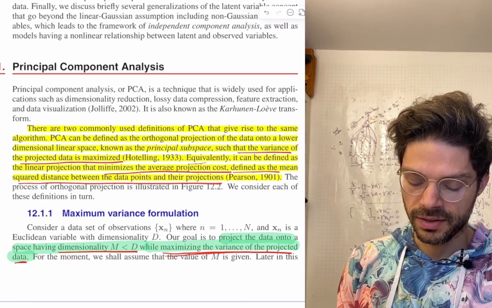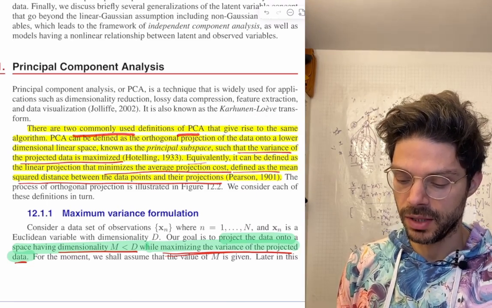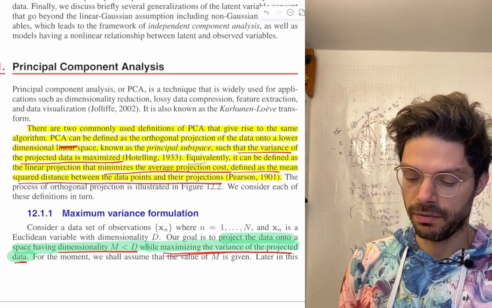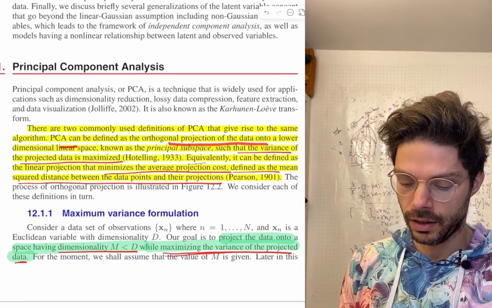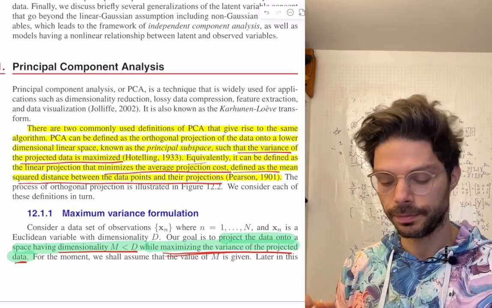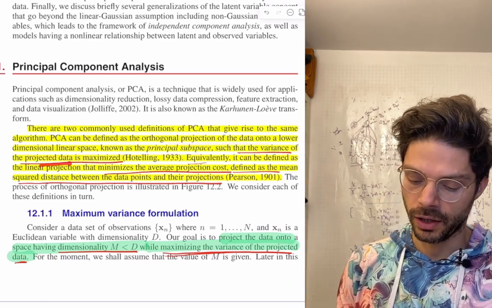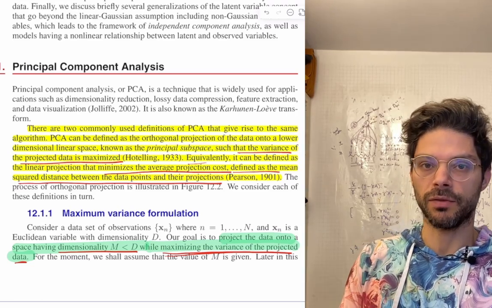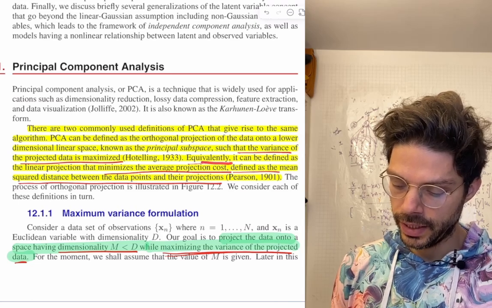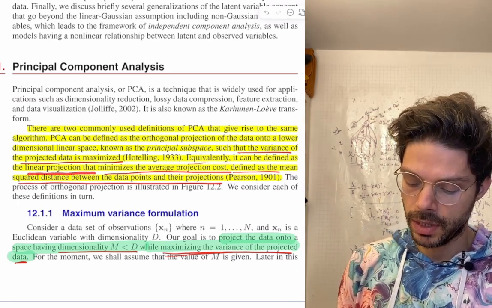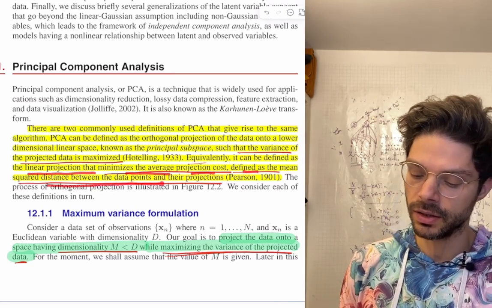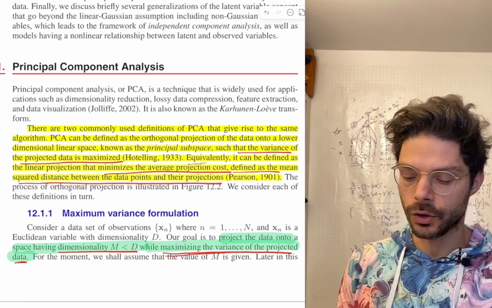Okay, so as it says, there are two commonly used definitions of PCA that give rise to the same algorithm. PCA can be defined as the orthogonal projection of the data onto a lower dimensional linear space, known as the principal subspace, such that the variance of the projected data is maximized. That's the first one we're going to be talking about. Equivalently, it can be defined as a linear projection that minimizes the average projection cost, defined as the mean squared distance. Okay, so I don't think this is actually equivalent.